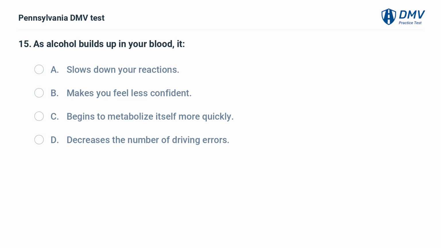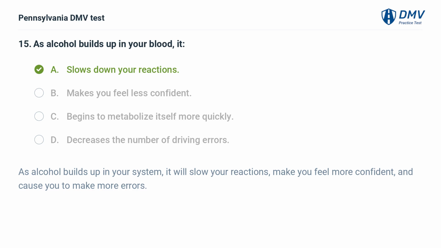As alcohol builds up in your blood, it A. slows down your reactions. B. makes you feel less confident. C. begins to metabolize itself more quickly. D. decreases the number of driving errors. A. slows down your reactions.